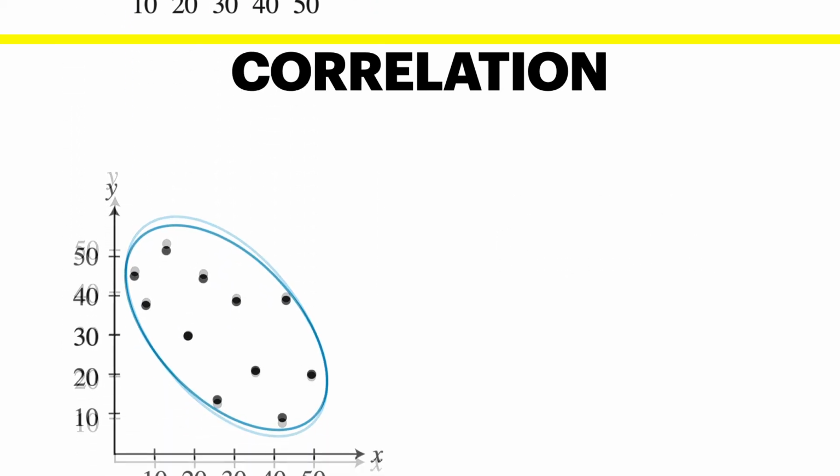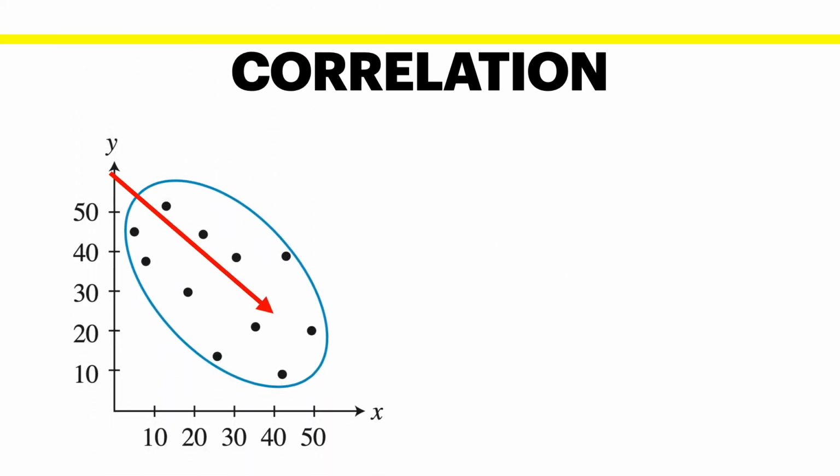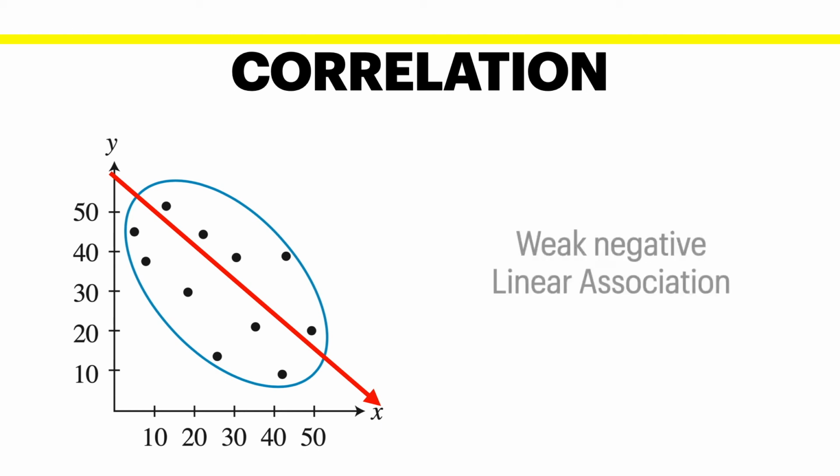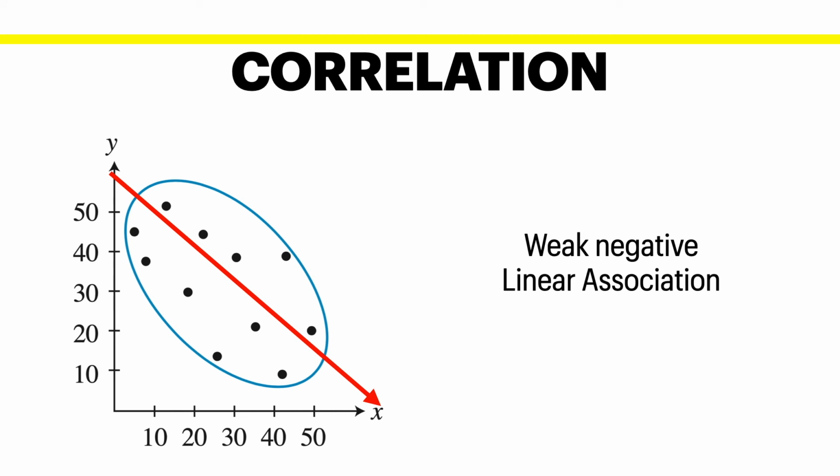Now, in the case of something like this, a fatter oval or a more sparse distribution of the points, they're farther away from the line of best fit. This is going to give us a weak negative linear association.